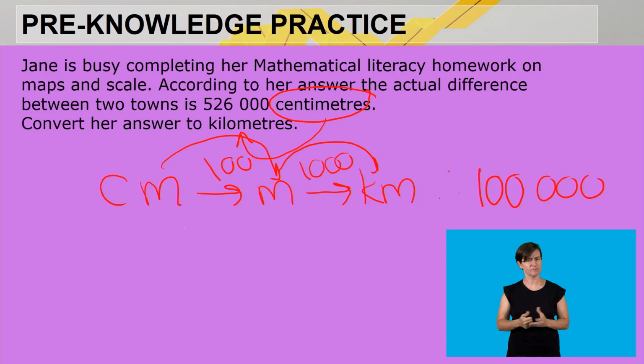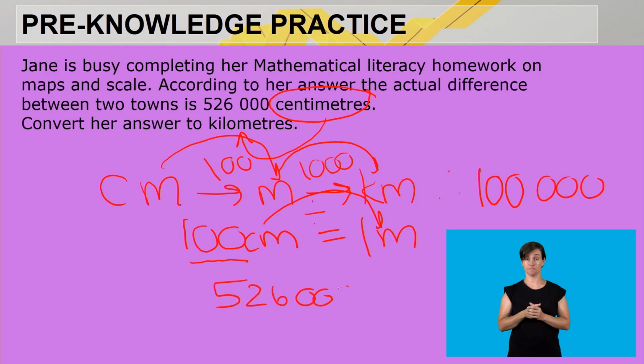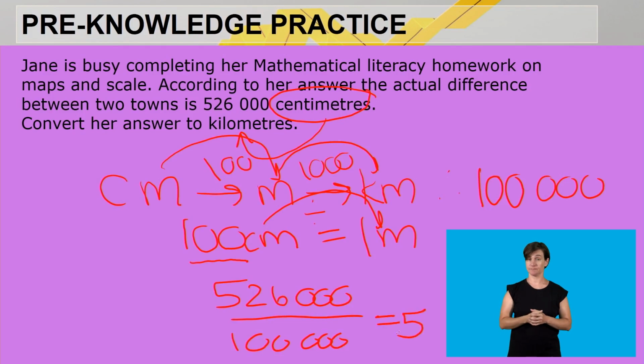If I look at 100 centimeters is 1 meter. When going from centimeters to meters, what happens to the number? The number becomes smaller. Therefore, we will divide. So then, let's do the question. 526,000 divided by 100,000. And that is then 526 kilometers.